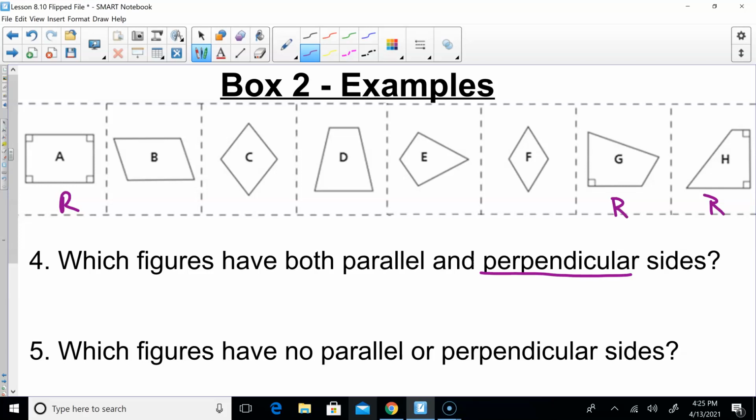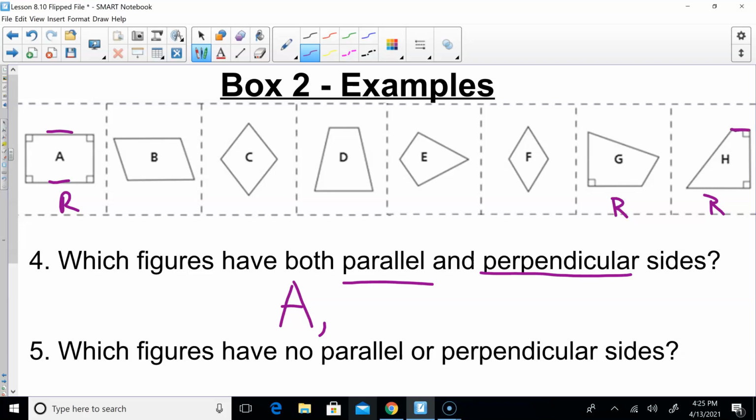And which ones also have parallel? Well, we know that parallel means they can't touch. We know a rectangle's sides don't touch. That makes it a rectangle. So A for sure is in there. Does anyone on G have parallel? Looks like no, these are going to meet and those are going to meet, like we talked about in the last one. So I think G's a no-go.